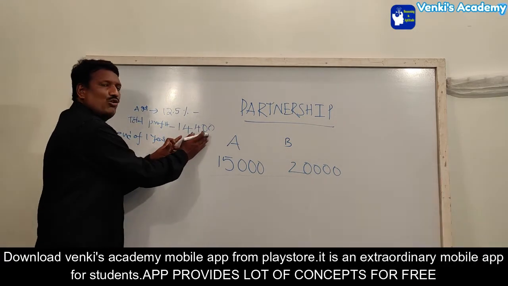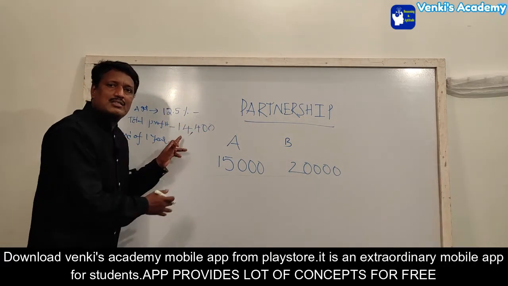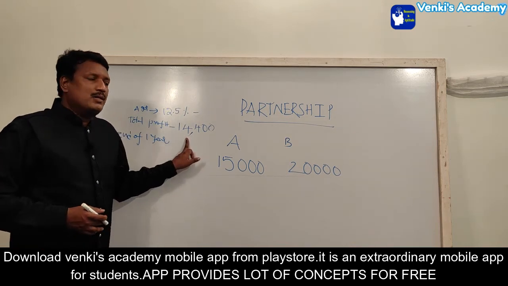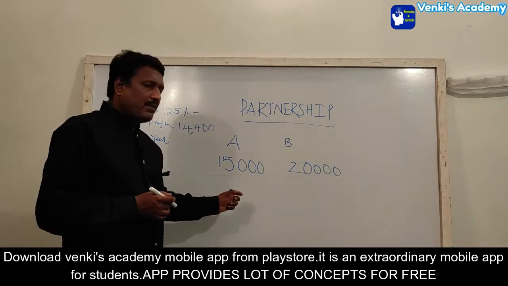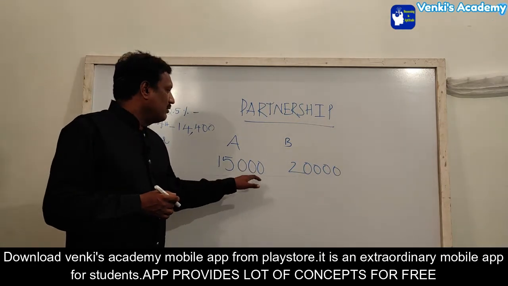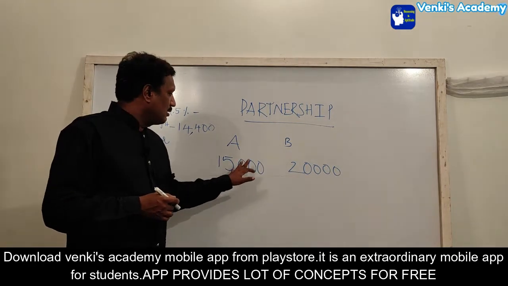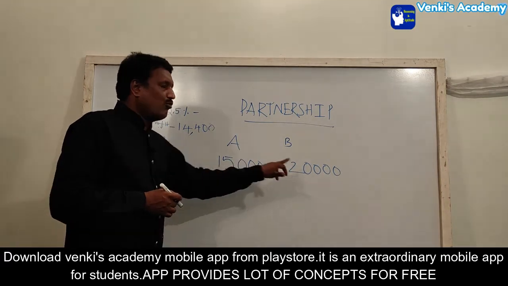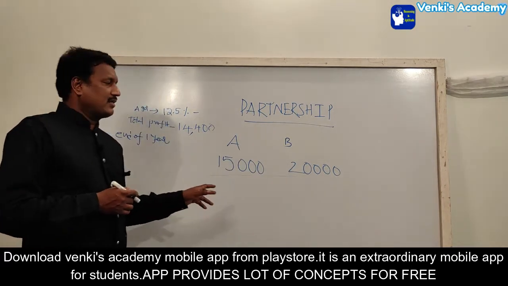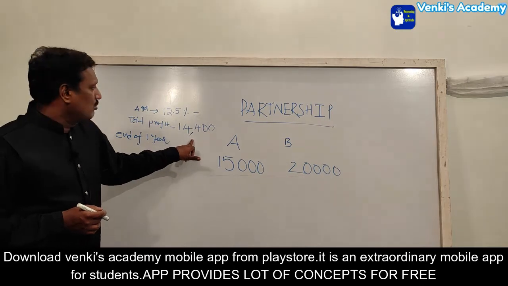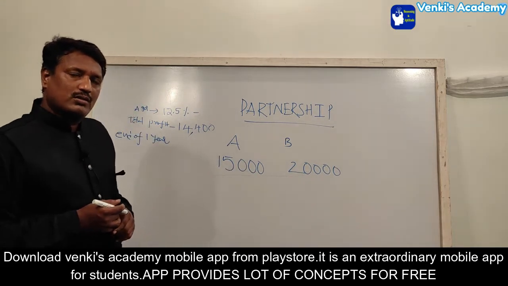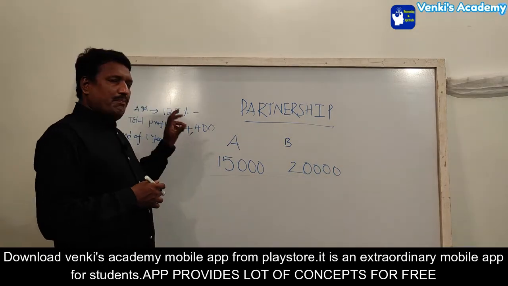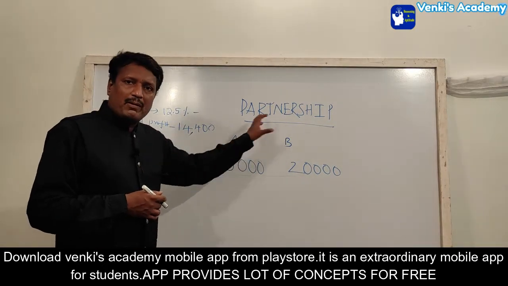Now, this 14,400 is the total profit, which we can call 100% profit. In the previous model, we were simplifying by cancelling the zeros: 15 and 20 become 3 and 4, giving 7 parts, and 7 parts equal 14,400. But here we should not do that. So basically this is a sleeping partner model.